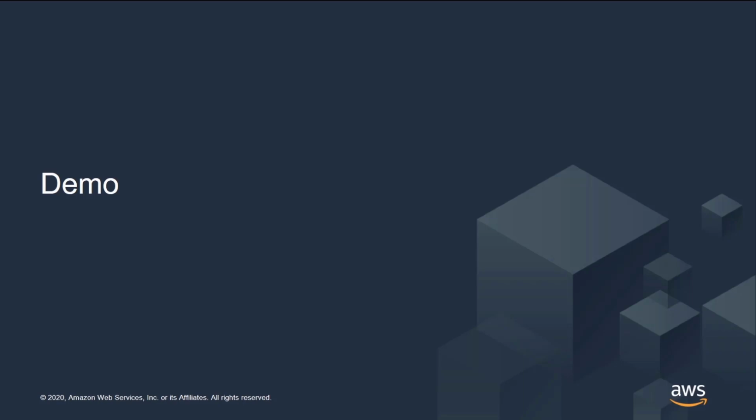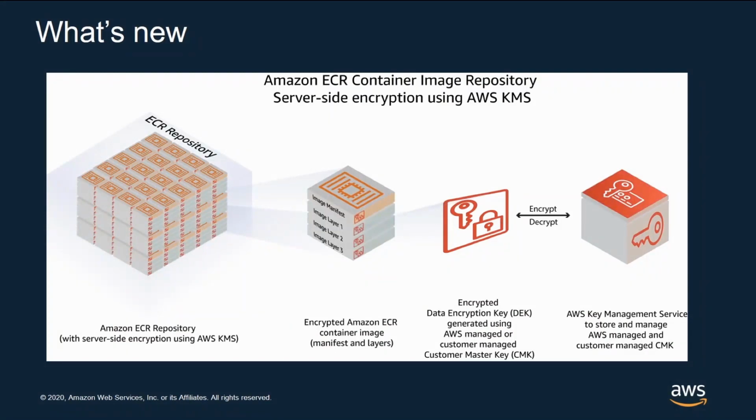So in this graphic from the blog, we can see that a repository can consist of multiple images, and each image consists of layers and a manifest. For more control over the encryption for your Amazon ECR repositories, you can now use server-side encryption with customer master keys stored in AWS KMS.